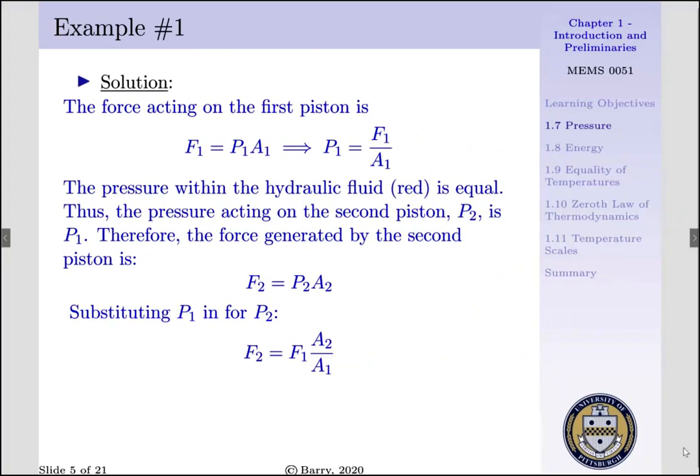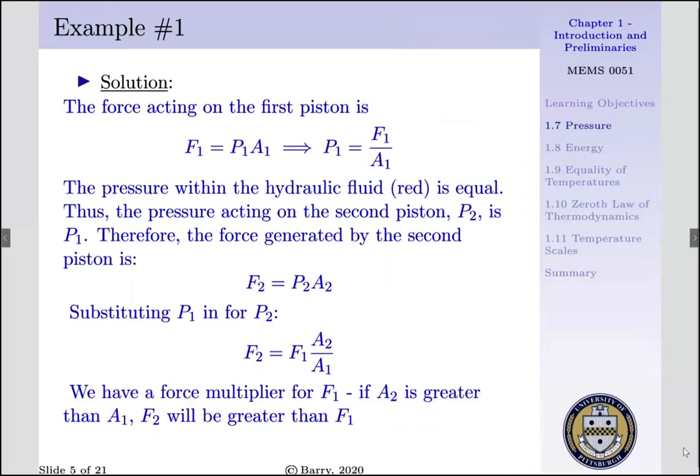Now, if we substitute in P1 for P2, we see that the force generated by piston 2 is equal to the force acting on piston 1 times the ratio of the areas of piston 2 per 1. We see we have a force multiplier. That is, if A2 is greater than A1, F2 will be greater than F1.